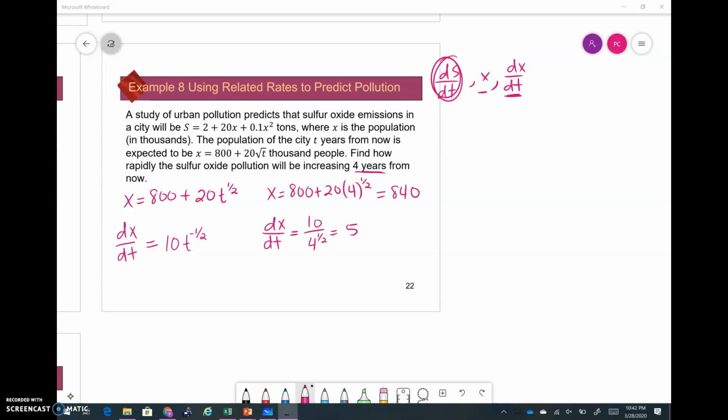Okay, so if you plugged in the x equation and the dx over dt, you should have gotten x equal to 840 and dx over dt equal to 5. So now we can go and find the dS over dt, which is what we need. So I'm going to take the S function, S equal to 2 plus 20x plus 0.1x squared, take the derivative, and then plug in the given values. Okay? Again, I'm going to pause the video. I want you to take this derivative, plug in the numbers that you know, and then see if you can find and interpret the answer.